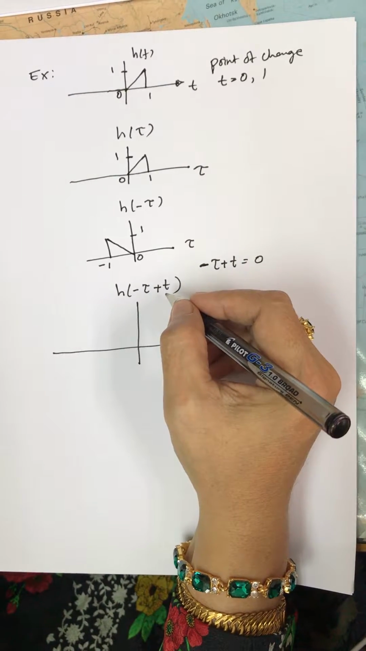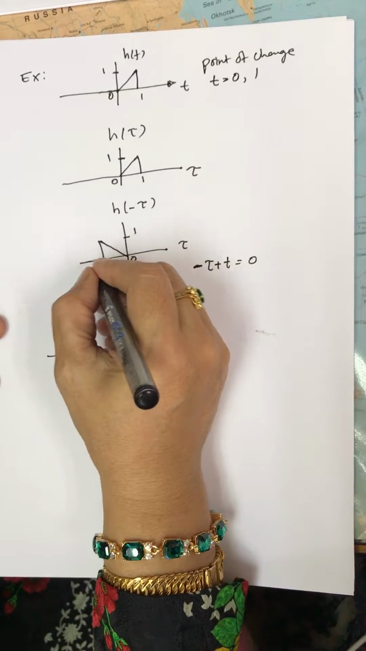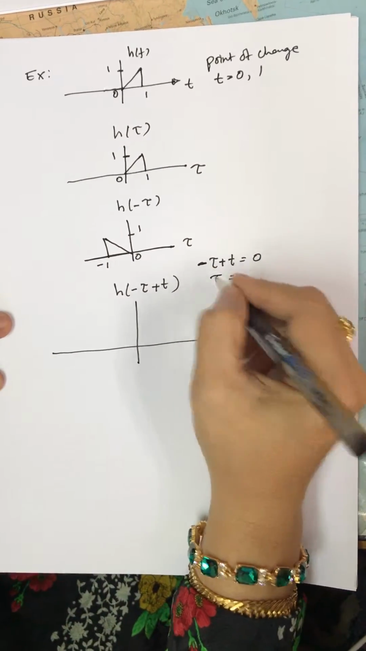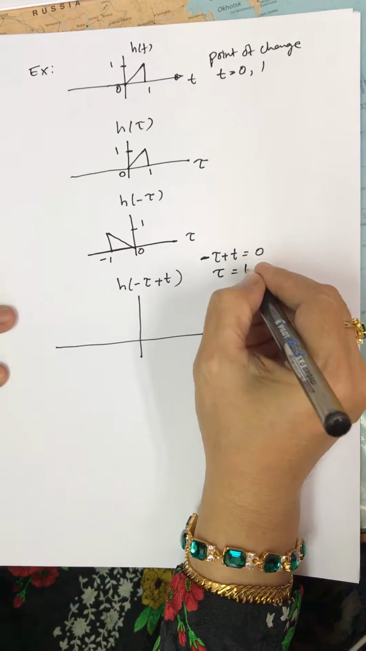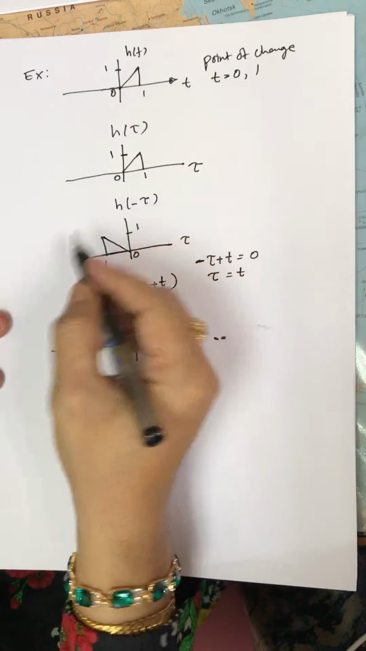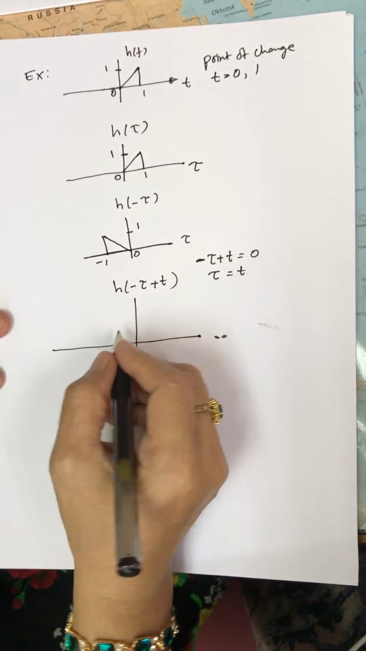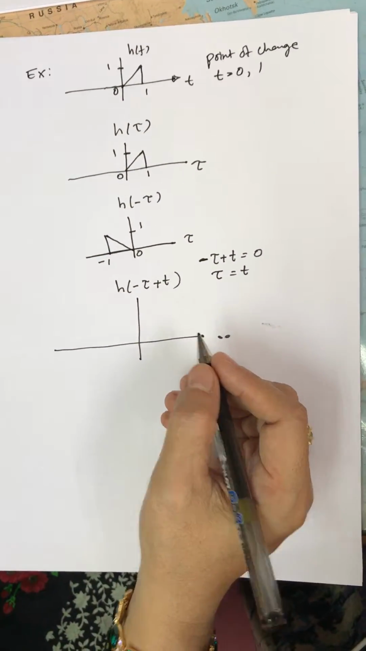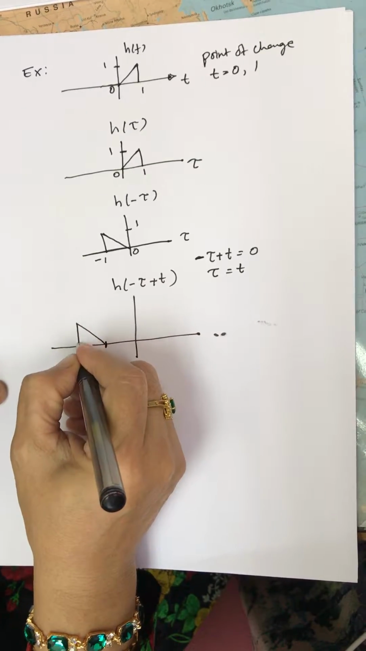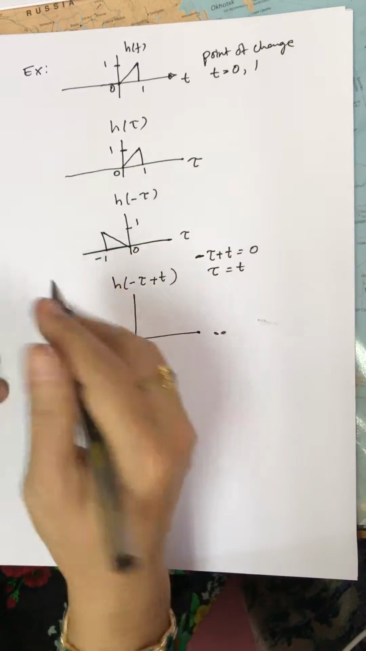because t is a variable that shows the shifting. It is not the axis. So we are going to solve for tau. So tau is equal to t. So really, point 0 is going to be t. So if t is negative, it's going to be here. And then the whole thing follows. You need to follow the reflected signal.